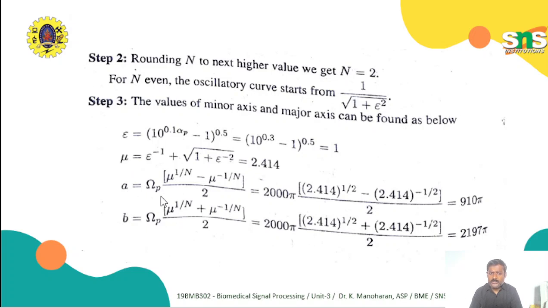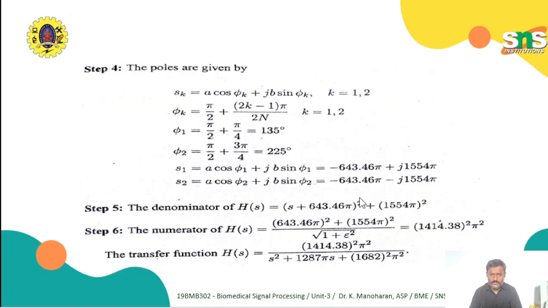So a, we have the formula, just substitute these values and we can find the a value. Similarly b, we have the formula, just substitute these values and we can find the b value. So a equal to 910 pi and b equal to 2197 pi. By using these two values, we can find the poles. Next, sk will be equal to a cos phi k plus jb sin phi k. So we first find phi k. We have the formula for phi k. n is 2, so we need to substitute only 1 and 2. So we need to find phi 1 and phi 2.